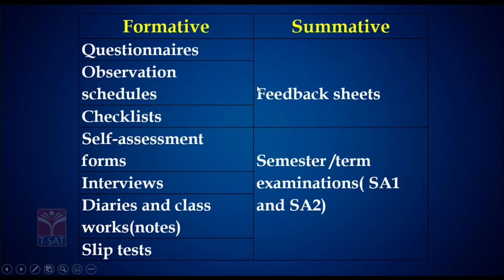And here are the tools. Formative evaluation is done by questionnaires, observation schedules, checklists, self-assessment forms, interviews, diaries and classwork, for example, notes or classwork that the children do, and even slip tests. And you can even include projects here. Whereas for summative evaluation, feedback sheet or semester or term examination, we have already discussed SA1 and SA2.